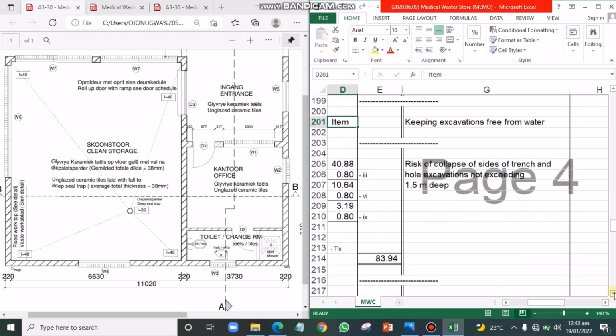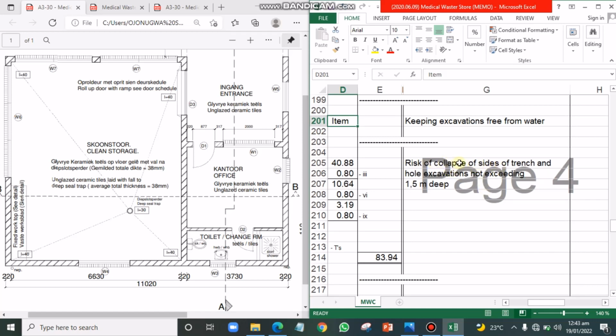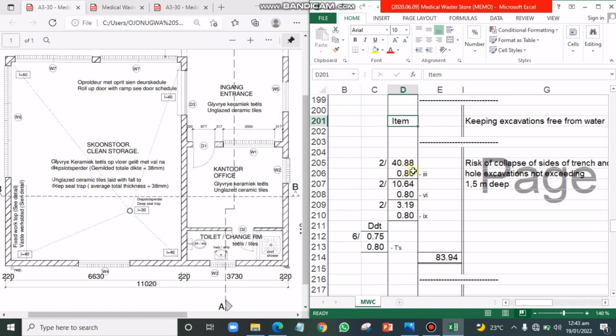So we'll move down to the next one, which is the risks of collapse. Okay, risks of collapse of sides of trench and hole excavation not exceeding 1.5 meters deep. Now, this entire description here is talking about earthwork support. I believe I've explained earthwork support in my videos before now. So if you've watched my part one of the taking off quantities for substructural work, you'll be able to see the earthwork support calculation that I've explained. So the earthwork support is calculated by bringing in your mean girth multiplied by the depth of your excavation. That is all you need for your earthwork support. Mean girth multiplied by depth.